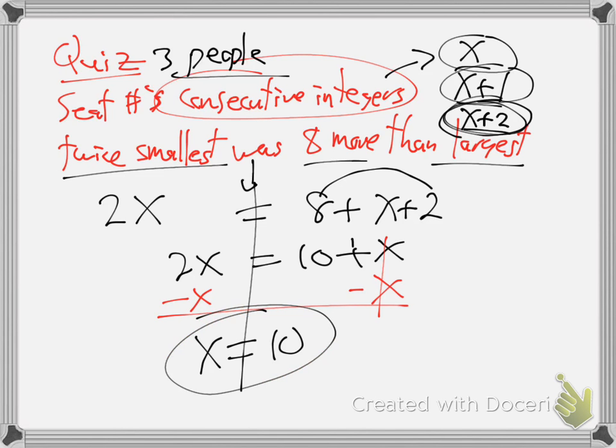Are we good? Oh, we have to answer the question. So 10, 11, and 12 are the 3 seats, because 10 is the smallest, x is the smallest. And what option was that? That was E, none of the above.